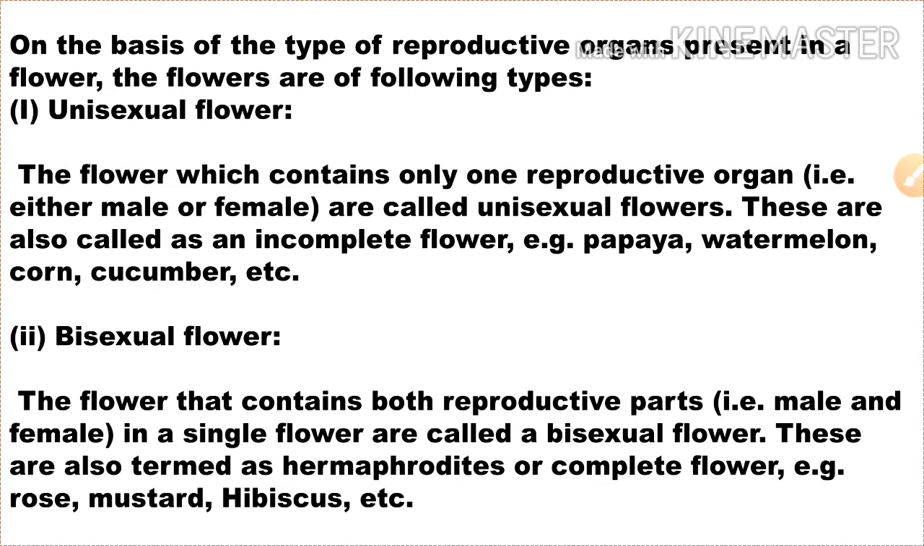Next one, bisexual flower. The flower that contains both reproductive parts, male and female, in a single flower is called a bisexual flower. These are also termed hermaphrodites or complete flowers. Rose, mustard, and hibiscus are some examples of bisexual flowers.